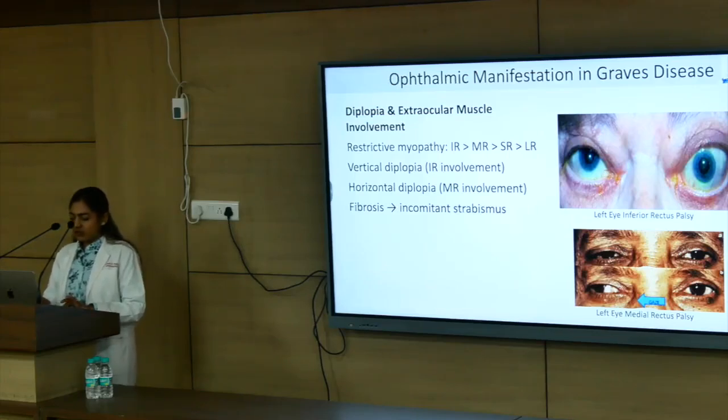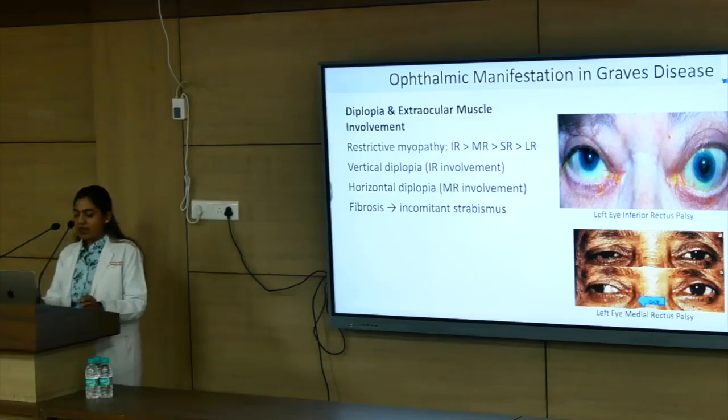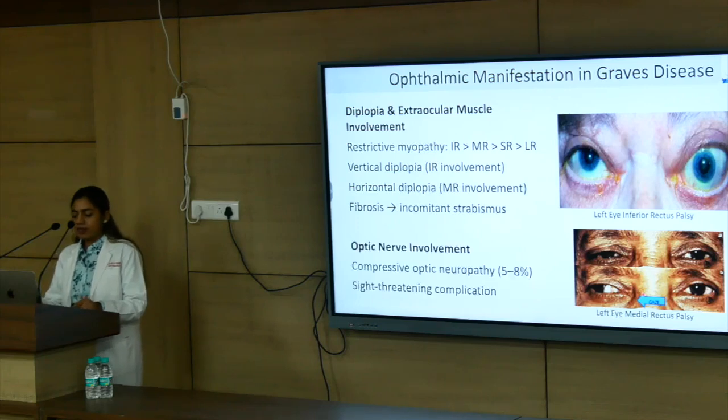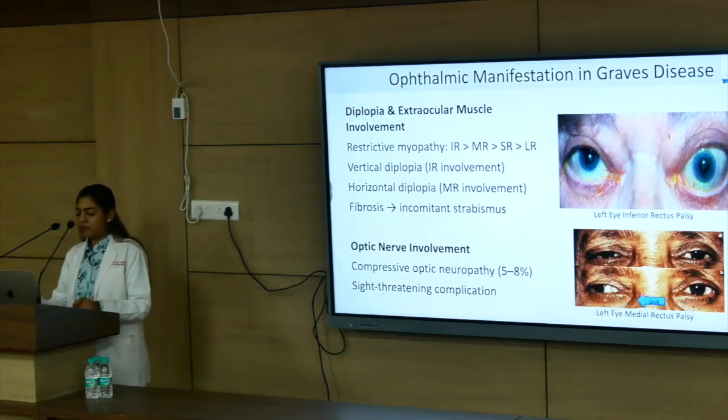The picture on the bottom shows that when the patient is asked to look towards his right, the left eye does not move with the right eye. This causes horizontal diplopia as the medial rectus muscle is involved. There might also be fibrosis of the extraocular muscles, and this might cause concomitant strabismus. In 5 to 8% of cases, there might be optic nerve involvement, which presents as compressive optic neuropathy and is a sight-threatening complication.